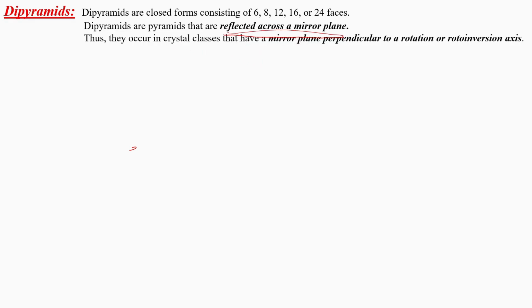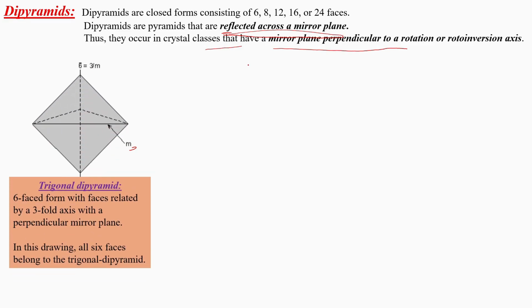Hence this condition is there, so it will be present only with the mirror plane perpendicular to the rotation axis or roto-inversion axis. So the rotation axis and the mirror plane perpendicular to that rotation axis, in those classes only these forms will be formed. So this is a trigonal tripyramid.